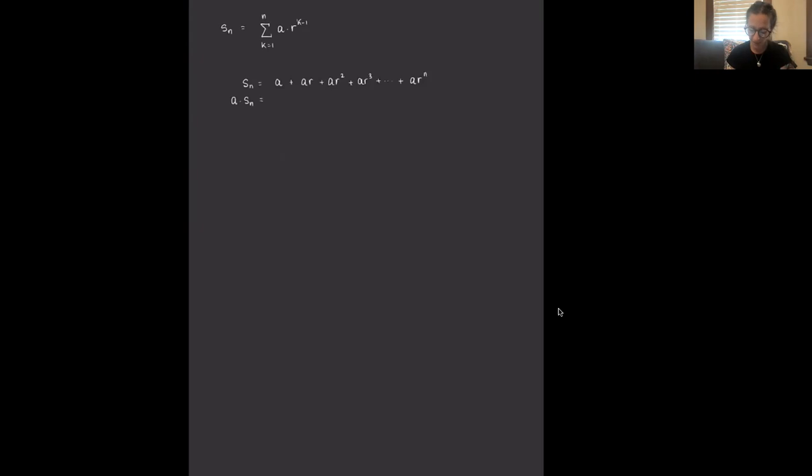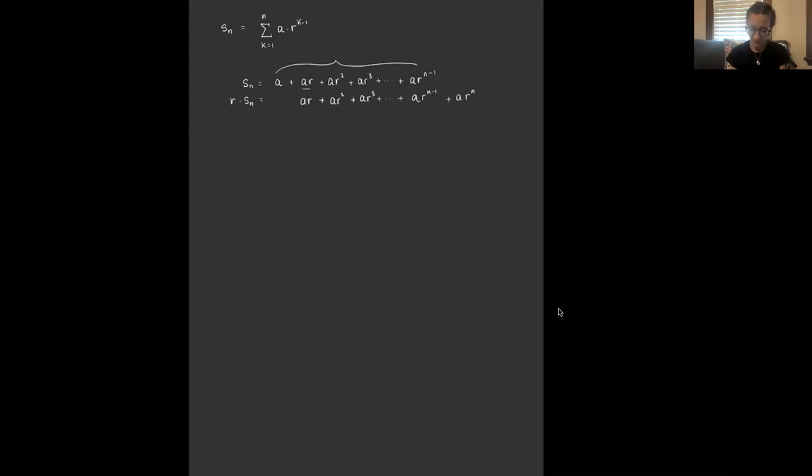Bear with me. I'm going to multiply every term in the nth partial sum here by r. So the first one will be a times r, and I'm going to line it up here. When I multiply ar by r, I get ar squared. When I multiply ar squared by r, I get ar cubed, and I'm lining them up right underneath. Then ar to the n minus 1, and finally a times r to the n.